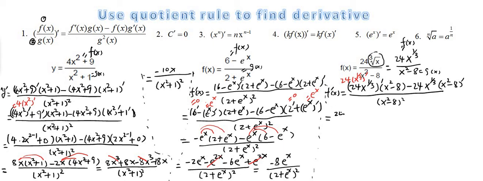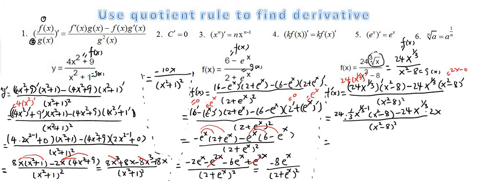So 24 times 1/3, minus 1, power rule. Okay, power rule of this guy, and minus 24x^(1/3), and the derivative of each term here: the derivative of x squared is going to be 2x. Okay, 2x, and the derivative of 8 is 0, so we're going to get 2x, and then x squared minus 8, squared.